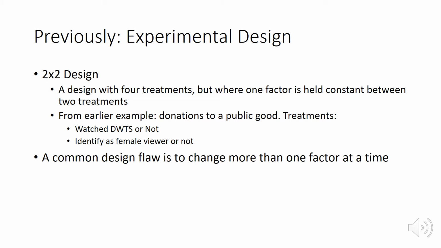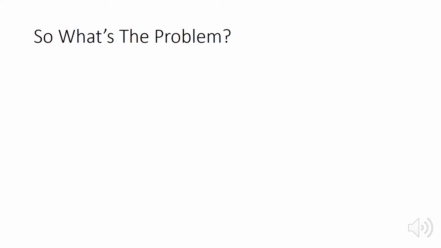I don't know why it says donations to a public good. We're going to have people split into random groups. Some of them are watching Dancing with the Stars. Some of them aren't. We thought there might be some additional factors influencing that interpretation, so we're also going to group people by whether they're male or not. And importantly, we're only going to change one factor at a time. This is all review.